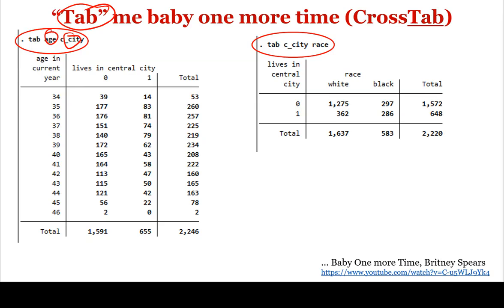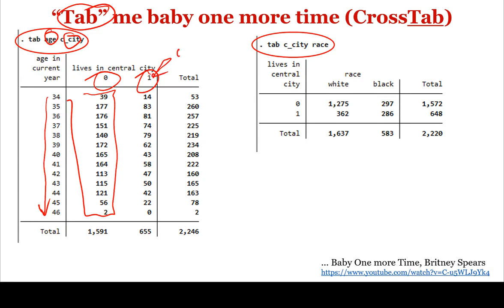And so here it will list the ages that I have in my data set, and then it will tell me how many within the ages live in Central City. Okay, and so here they don't, here they do, and if you don't like the 0, 1, you can go back in and name it, so you'll get different information. Here I did city and race.